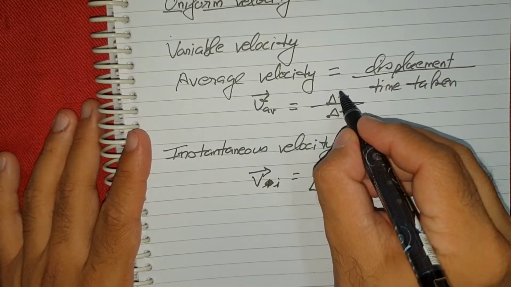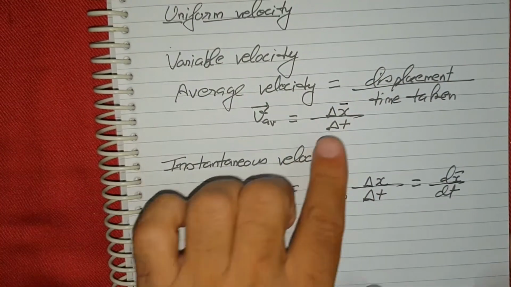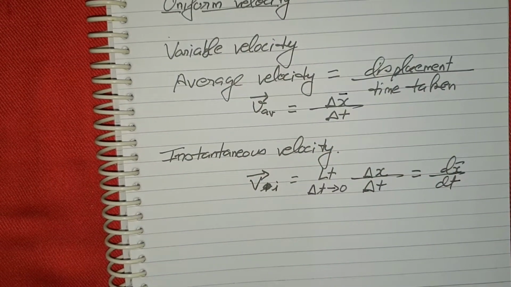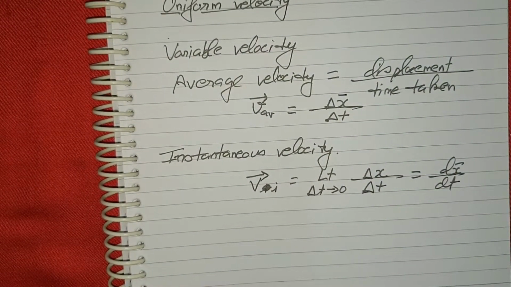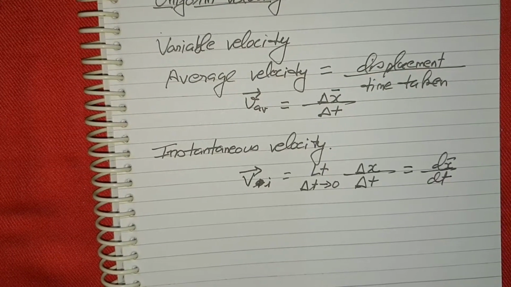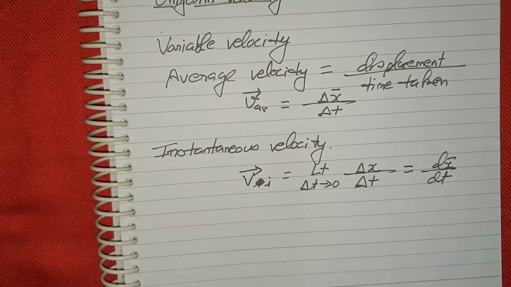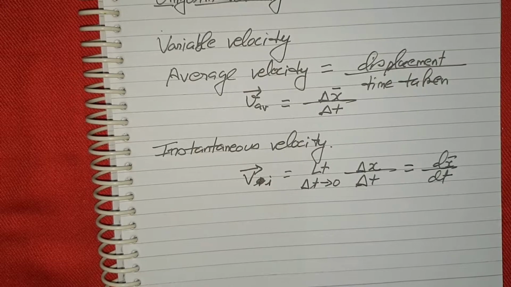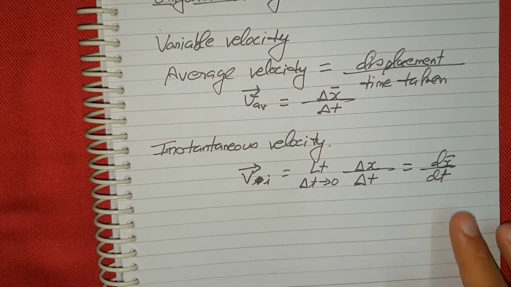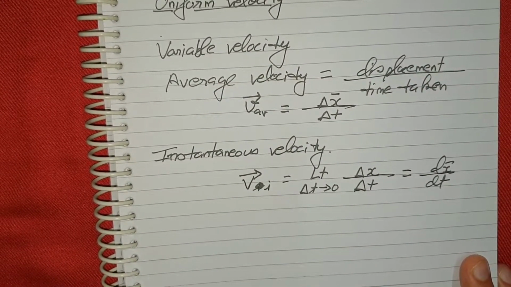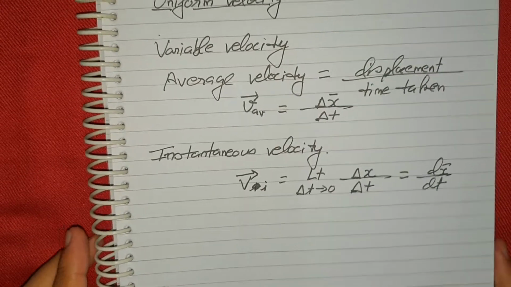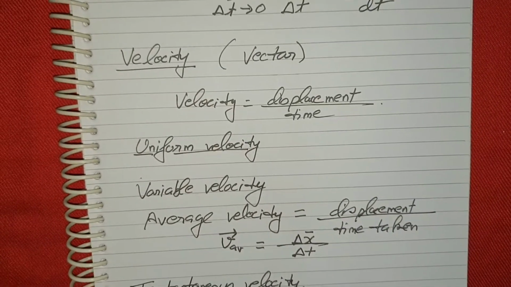I am putting the vector sign because this is displacement, which is a vector quantity. So, the instantaneous velocity of an object at a given instant is the first derivative of displacement with respect to time at that instant. So, v instantaneous is dx by dt. Now, we will be discussing some graphs.